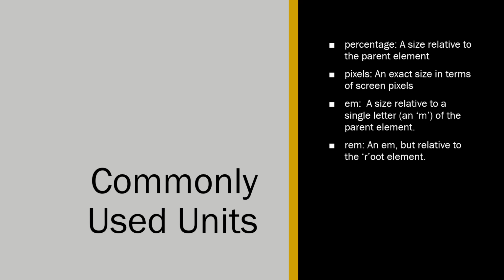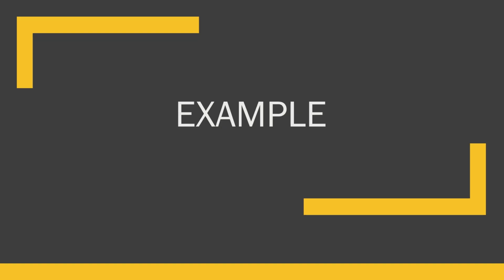It's a size relative to the parent element, expressed as a percentage. A pixel, px: an exact size in terms of screen pixels. An em: a size relative to the single letter m of the parent element. A rem: an em, but relative to the root element. We'll look at some examples next.